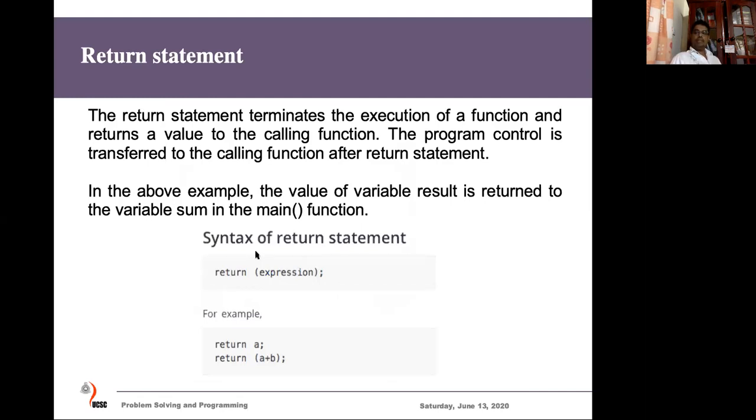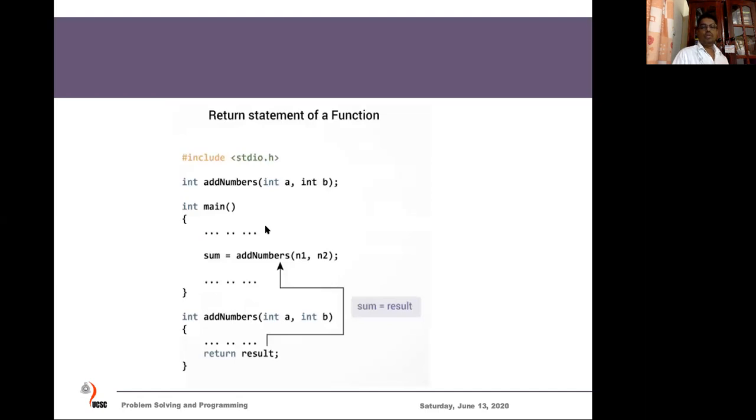The return statement usually terminates the execution of the function. At the termination, we can give the value which we want to pass back to the caller. So far, when we use the main function, as you may have understood, we return zero. That means we return the value zero to the caller. In our example, the add number function takes two integers, and here I return the result. The result is A plus B. That result comes here and is assigned to the sum.